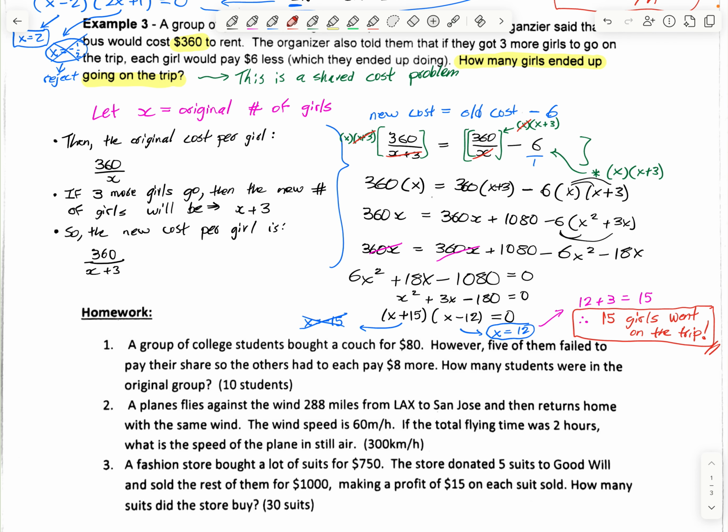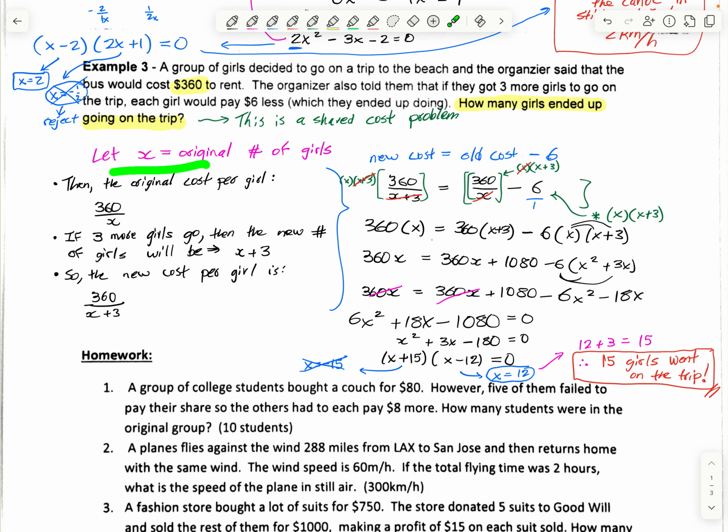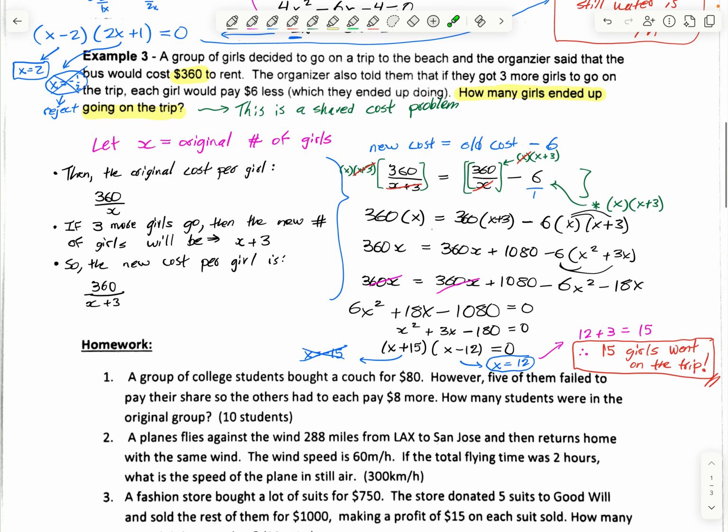Again, always check what the question's asking. Sometimes your variable is not the final answer, right? Here, it's not the final answer in this case. Your variable can, like we did here, represent the original amount. So the question asks for the new amount. So you want to go back and make sure to calculate that as we did here. So a common mistake is stopping at the 12. This would be the original number, not the number that actually ended up going.